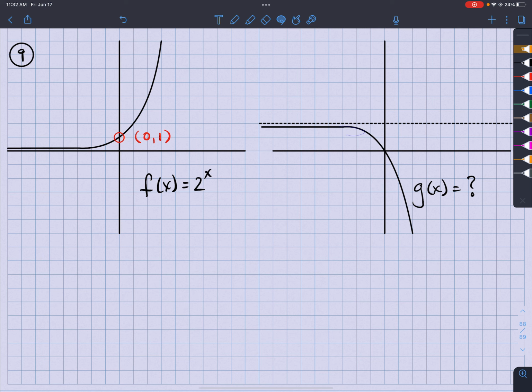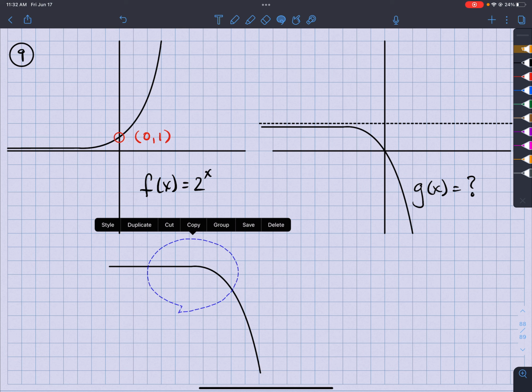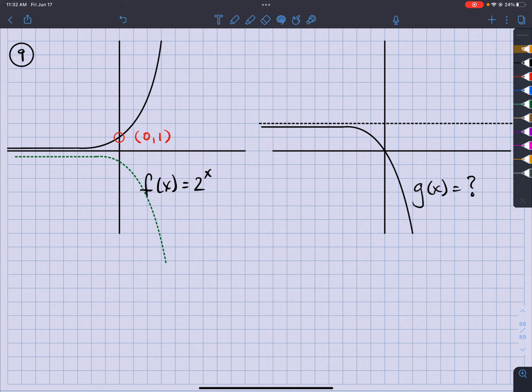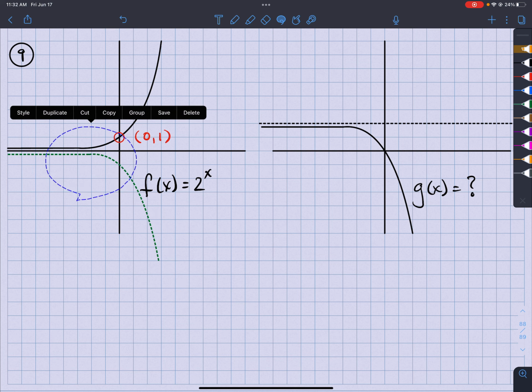I'm going to take this right here and duplicate it. Let's make a bigger circle here, and change it to a different color, like a green. In fact, I want to make it dotted, okay? So if I put this here, and pretend I reflected it over, that 0, 1 basically has to reflect over the x-axis. If it reflects over the x-axis, because it crosses 0, 1, it's now going to have to cross 0, negative 1. And what happened here?